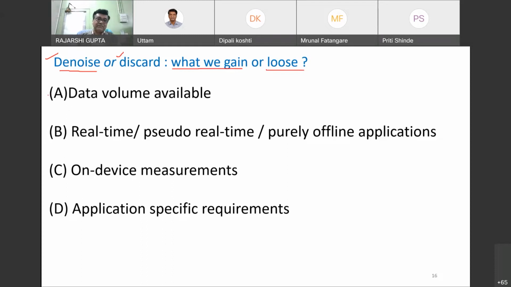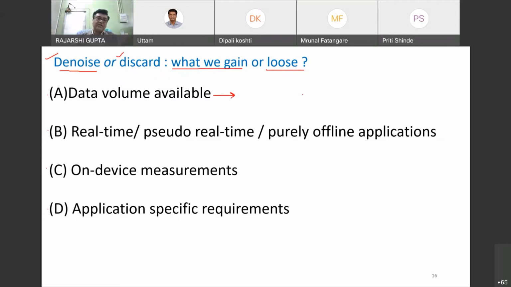Okay, so I have shown here 4 perspectives from which this decision has to be taken, whether to denoise the signal or discard the signal. The first and foremost thing that needs to be considered is how much data I have, because the more data I have, the more leverage I can exercise on discarding some part.